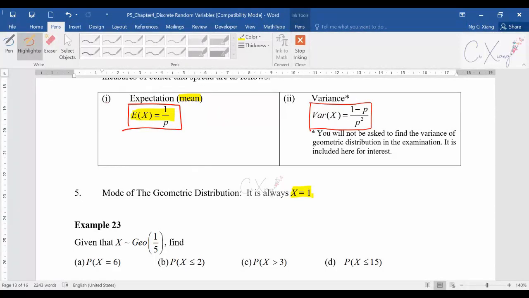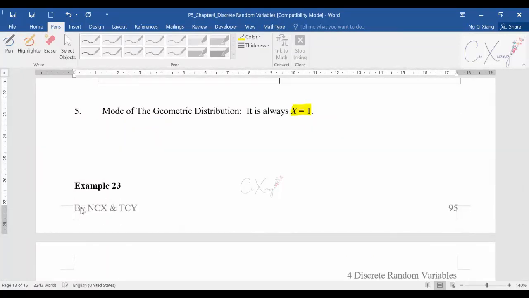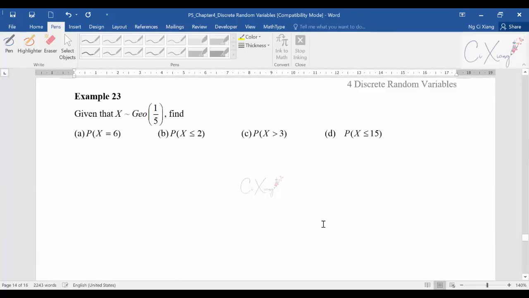Let's have a look at example 23. Example 23 again is a very simple example. You have x is geometric distributed, and they want you to find all these probabilities. We start with the first one, which is very simple. If x equals 6, what is the probability for x equals 6? You have p here, so the q should be 4 over 5.